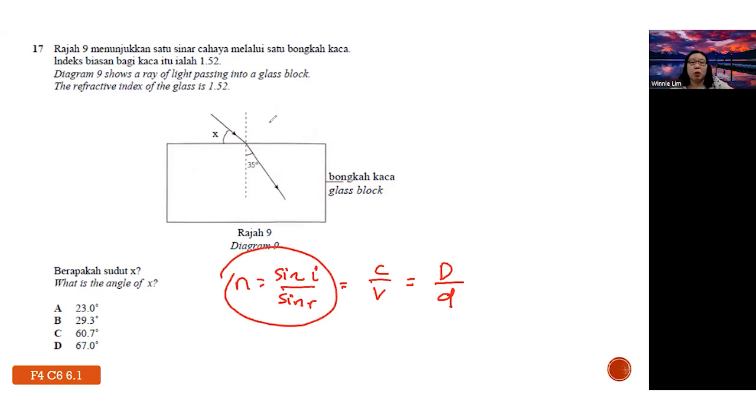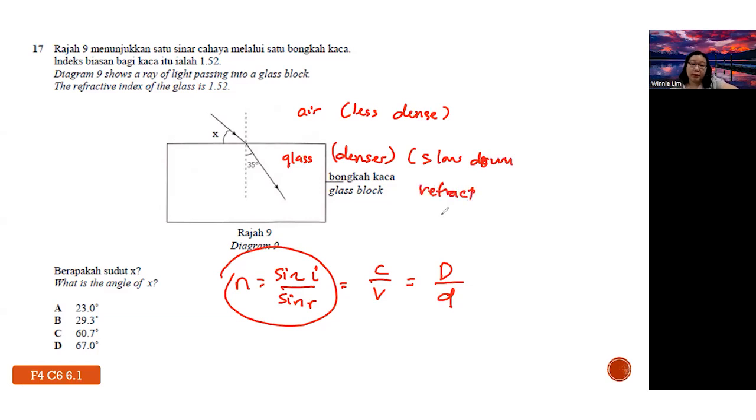For refraction to occur, the ray must travel from a less dense medium, which is air, to a denser medium, which is glass, or vice versa. That means you can also travel from glass to air. If you travel from air to glass, the ray will slow down. When it slows down, it will refract towards the normal line. So this is the normal line.